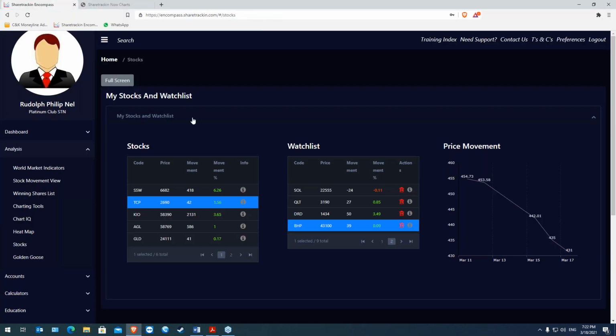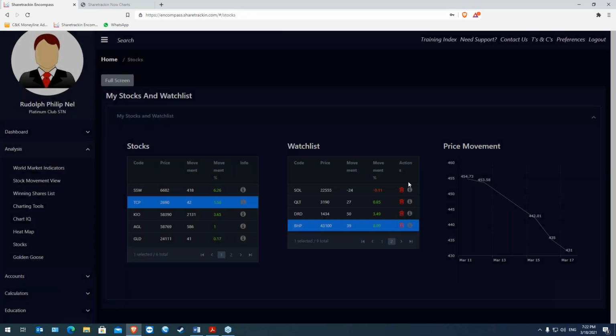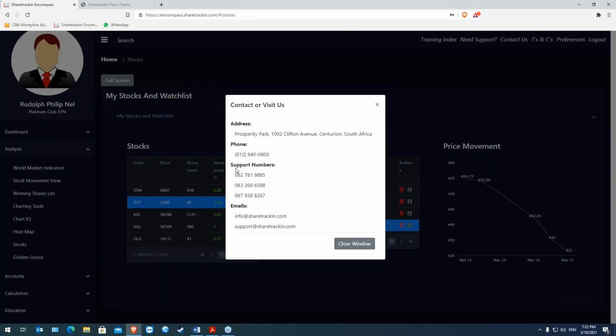It is really straightforward, but if there are any other questions on the SMS notifications, you're more than welcome to go to Need Support, send through a query, just say ask a question, and send through your name, contact number, email, message, submit it, and then I can phone you back and assist you with it. Or you can go to contact us and contact us on the support numbers, either the 082, the 083, or the 067 number, or even during the day on the 012 number. Or you can even send us an email to info@sharetrackin.com or support@sharetrackin.com, or send me an email directly to Rudi@sharetrackin.com, and then I can send you a few examples of what the SMSs would more or less look like.